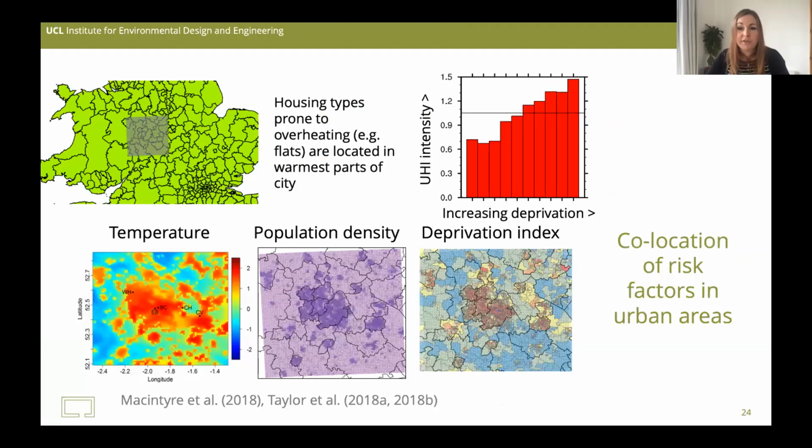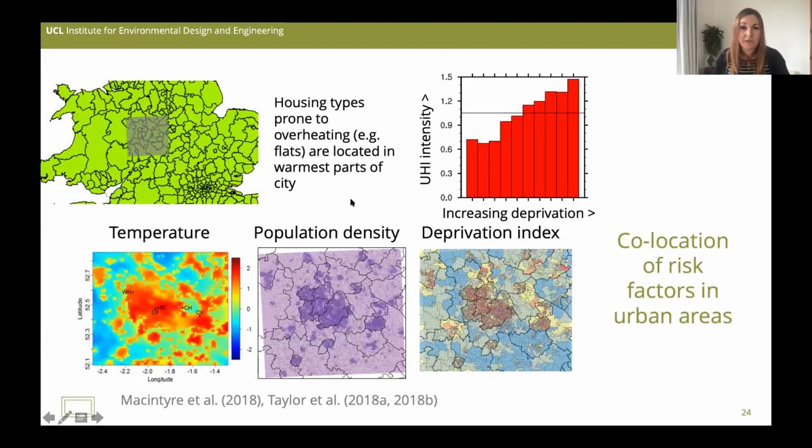And we were also interested in looking at the co-location of risk factors. So obviously we have the highest temperatures in our built-up areas, and this coincides with high levels of population density, but we also see the highest levels of deprivation in these areas.